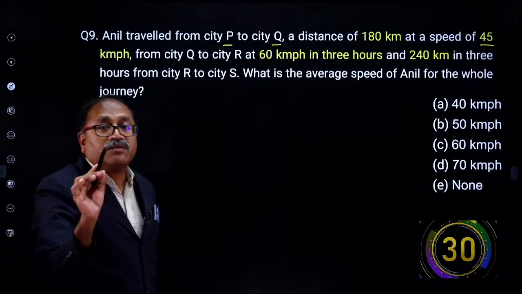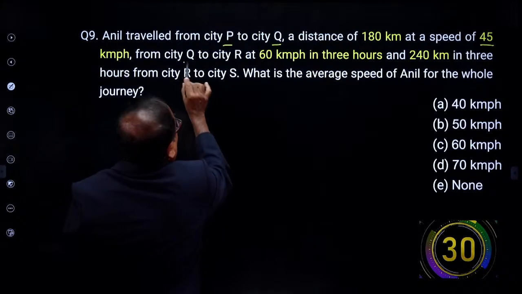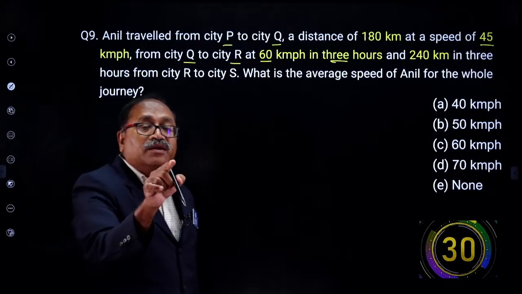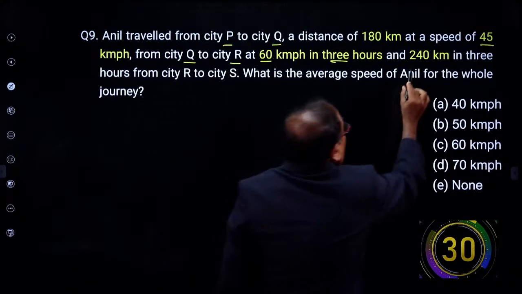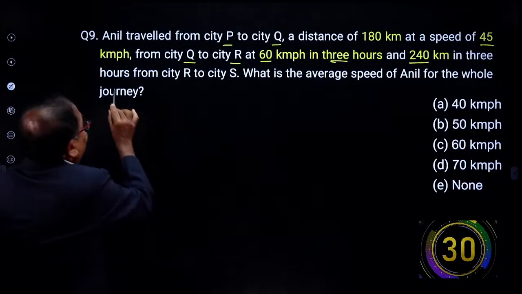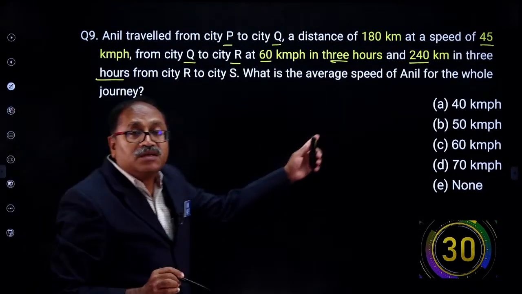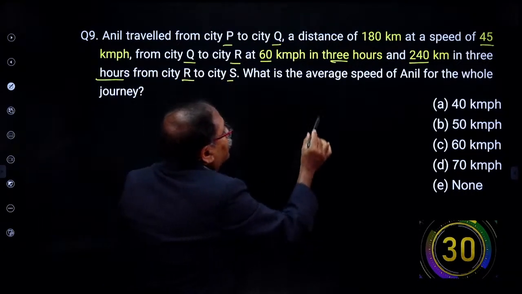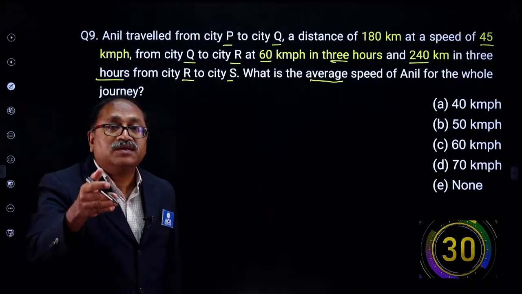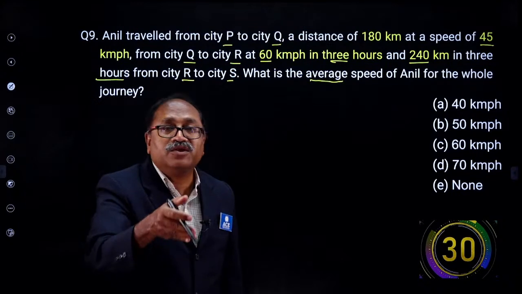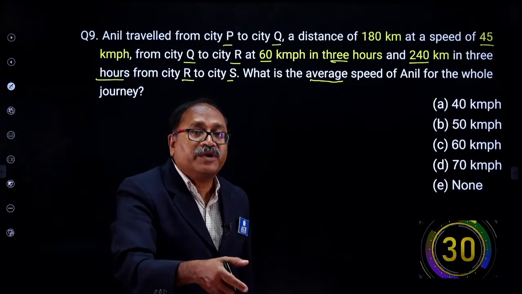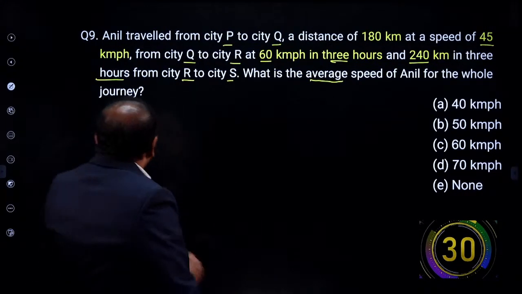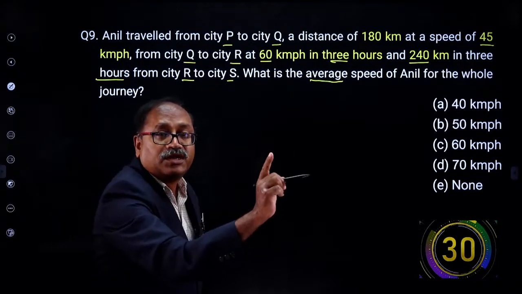So I have a distance, I have a speed, I can get the time. Next, Q to R 60 km per hour for 3 hours. So we have a speed and time, I can get the distance. Now another 240 km in 3 hours. I have a distance and I have the time here from R to S. What is the average speed for his whole journey? I will say it is a very stereotypic question. Anyone who has prepared a little bit will be able to answer, because you know the average speed is equal to total distance by total time.